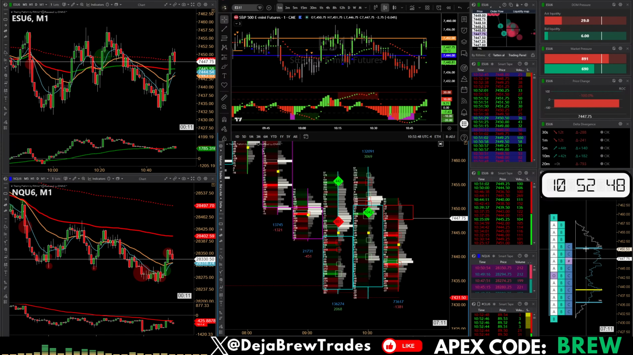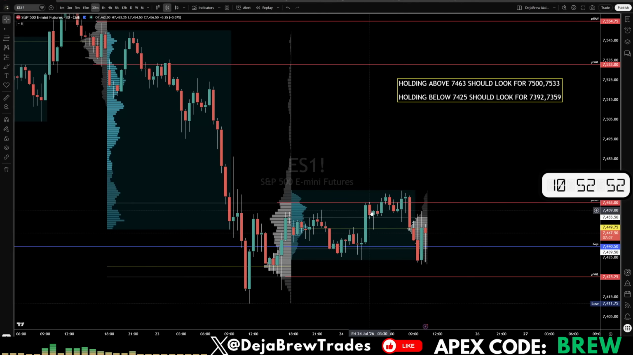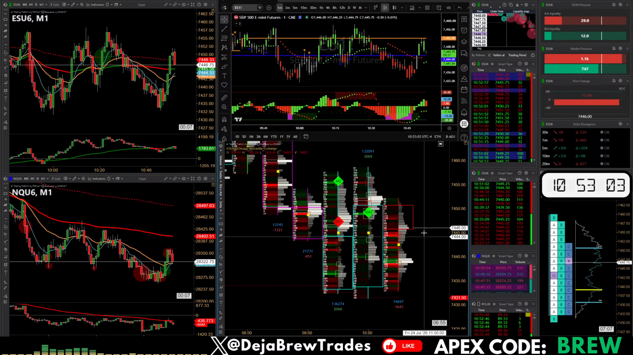Mean reversion has respected the value high of today. We are not really respecting the value levels of yesterday. Even the full session value high is being missed a little bit here. 55 is what it's looking for.